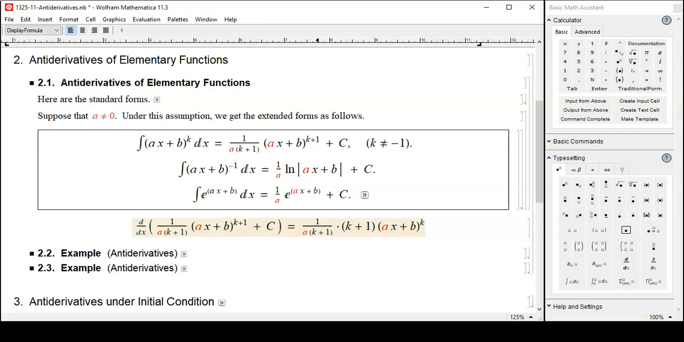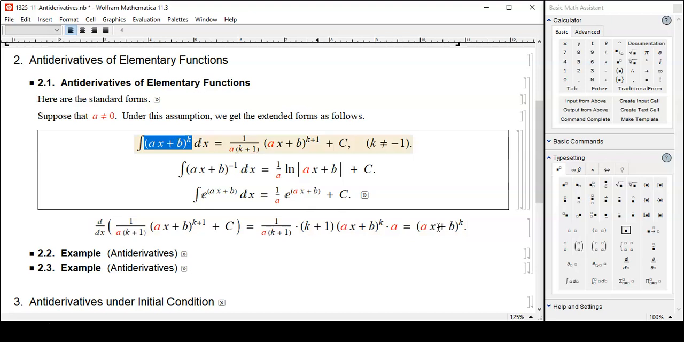By chain rule, we have to multiply the derivative of the inside. And that is this a, which will divide this one out and disappear. And this k plus 1 and that k plus 1 will kill each other off. And what's left in the end is going to be just ax plus b to the k power. And that's precisely where we started. So from the right hand side, take the derivative, we end up with this.